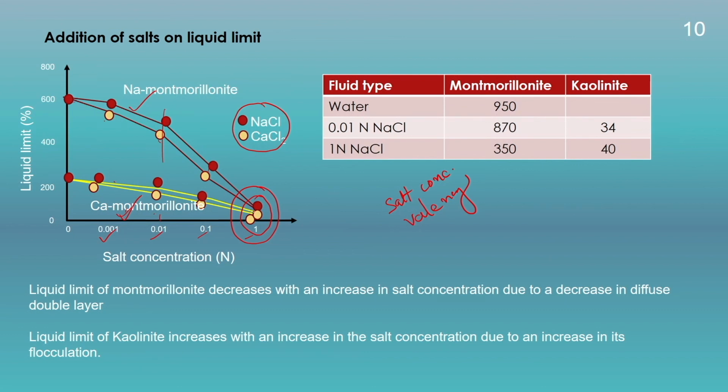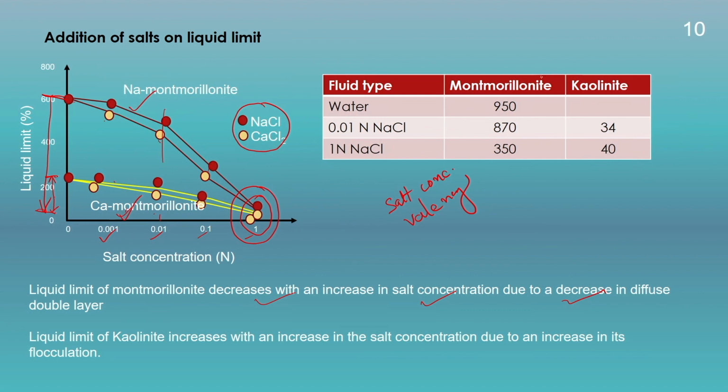So, if we compare the total effect of salt on sodium and calcium montmorillonite, the effect of salt on sodium montmorillonite will be quite high, because the liquid limit of sodium montmorillonite is changing from 600 to this value, whereas the calcium montmorillonite it is changing from 220 to this value. Therefore, the effect of salt on sodium montmorillonite will be quite high in comparison to the calcium montmorillonite. So, here we can conclude that liquid limit of montmorillonite decreases with the increase in the salt concentration due to a decrease in the diffuse double layer thickness.